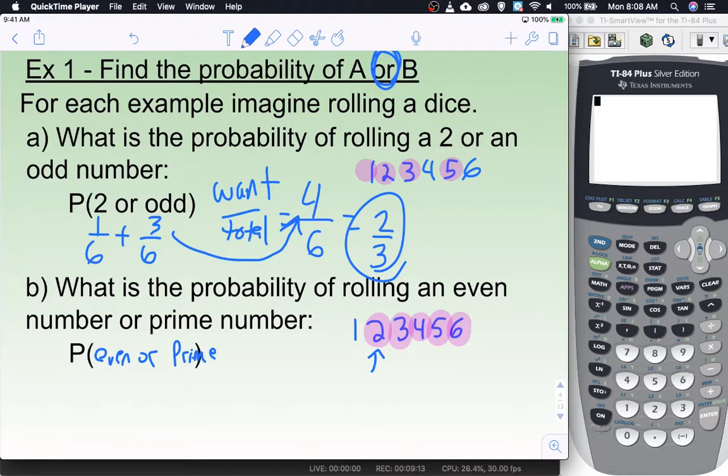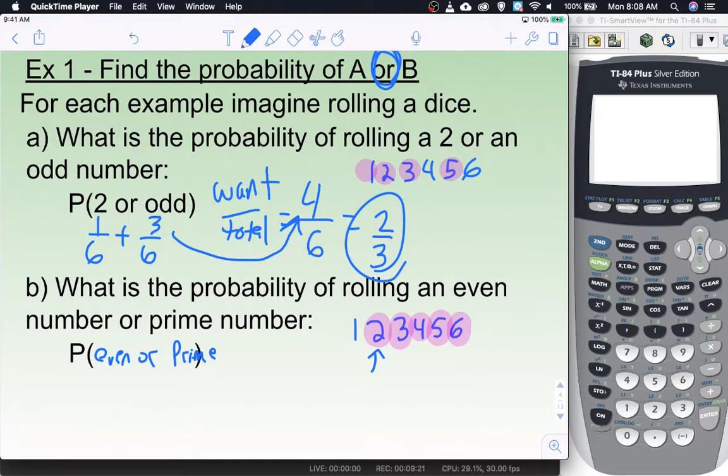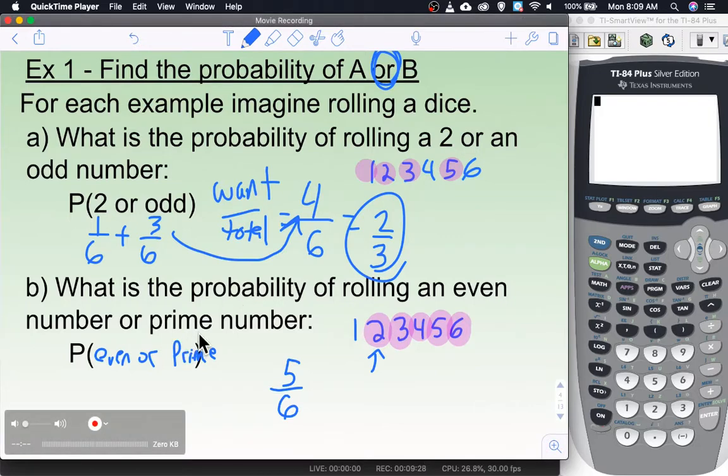And because these events were overlapping, you can't just add their probabilities together. This is why the listing and highlighting and coloring or whatever it is you're doing can be very helpful. So now I can see the probability is actually 5 out of 6. In this one event, there's 5 things that I would have wanted to happen: a 2, 3, 4, 5, or 6. Those are all the even or prime numbers. This one is the only one that was left out.